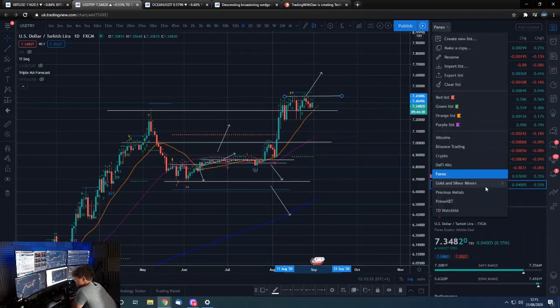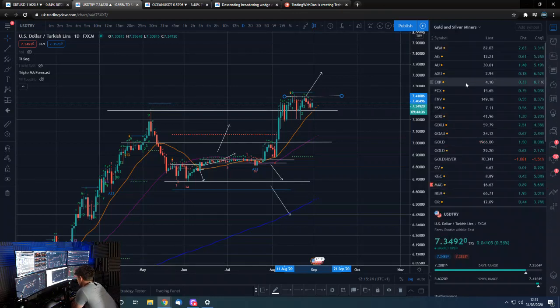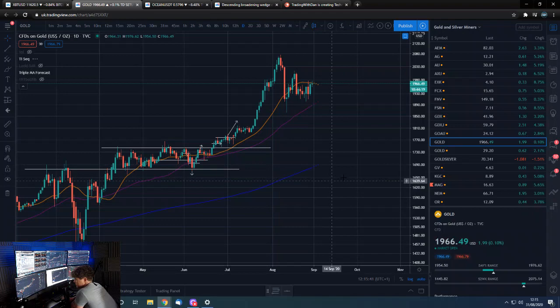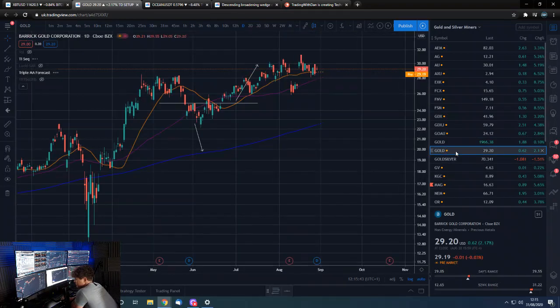Let's have a look at the gold and the silver miners. Still recording, excellent. Why is this? It's like it's put them in alphabetical order, which I didn't have them in before, which is very annoying. Let's look at the gold price. That's not my annotated gold price.